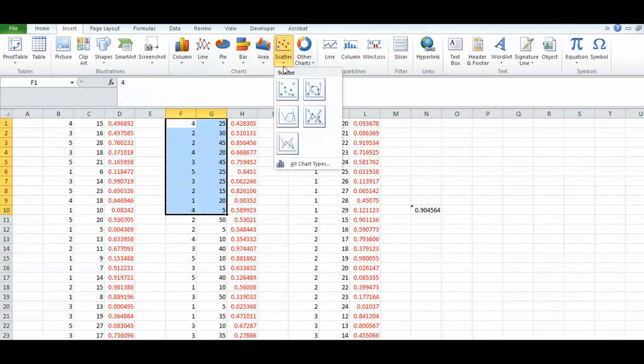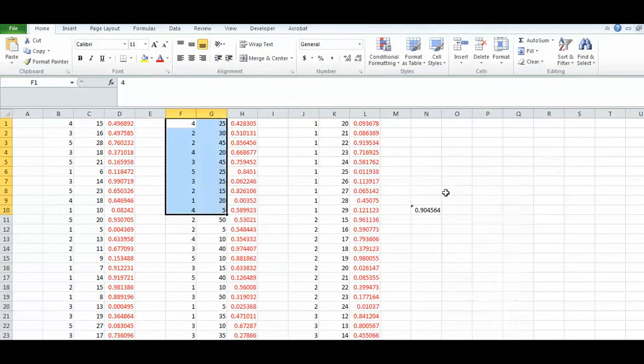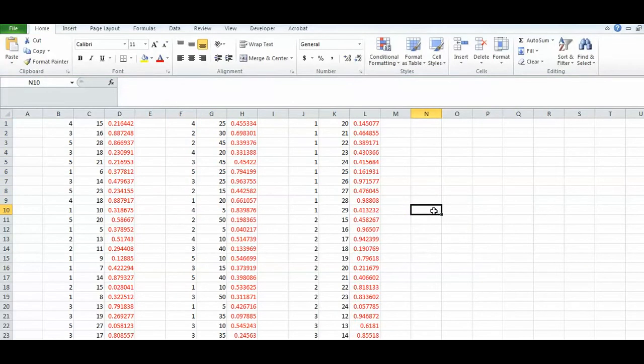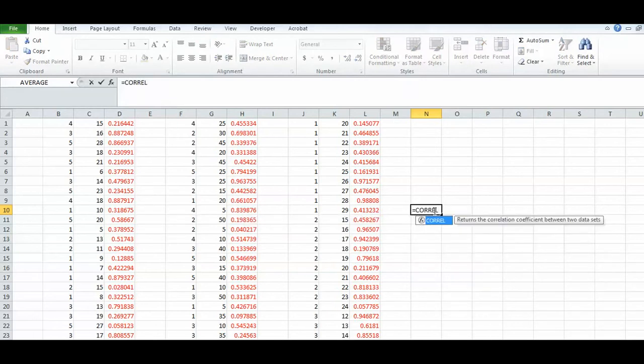We'll create a scatter plot with this sample of 10 people, and it looks pretty much like no correlation, just like the population it came from. Let's see what the R comes out to. That one wasn't correct, actually. It's not 0.9.